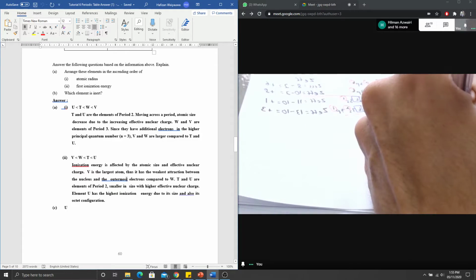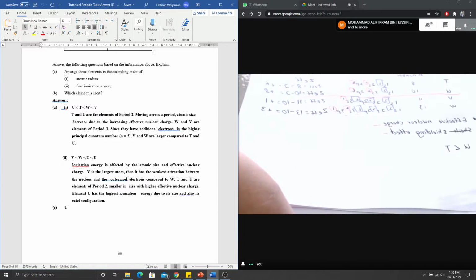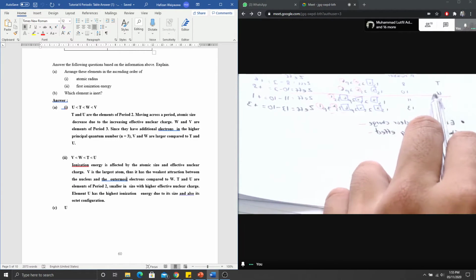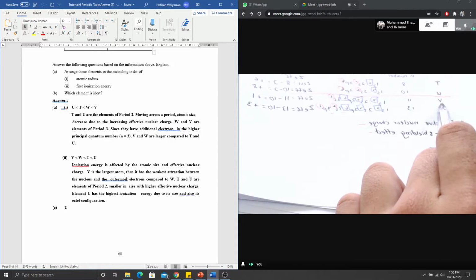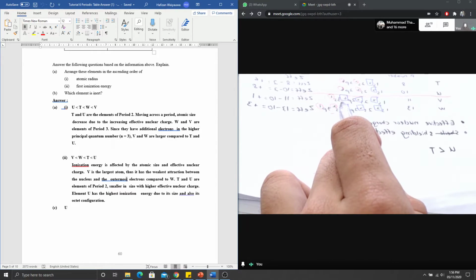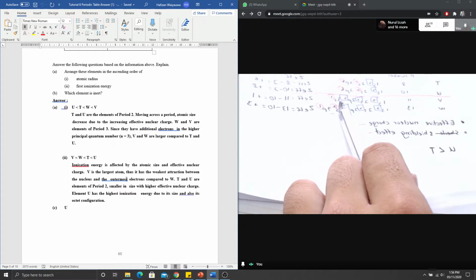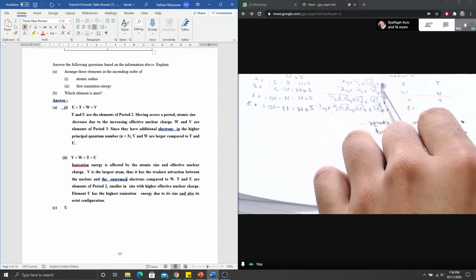Okay, U paling kecil and then kedua is T. And then from V and W kita tengok they have a bigger shell kan? They have sampai 3 kan? They have a principal quantum number sampai 3. So, bila kita tengok ni, kita tahu dia orang these two is bigger than T and U.